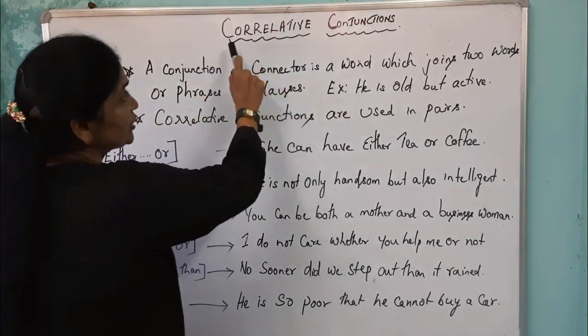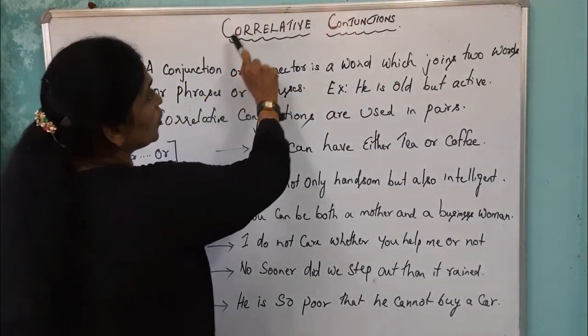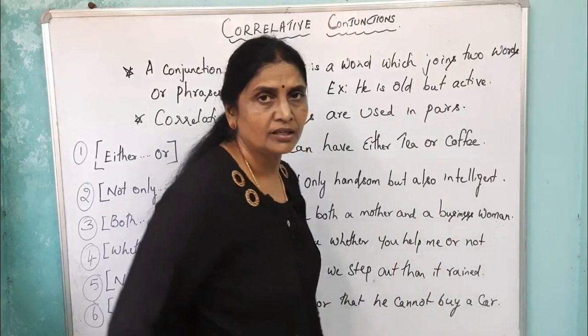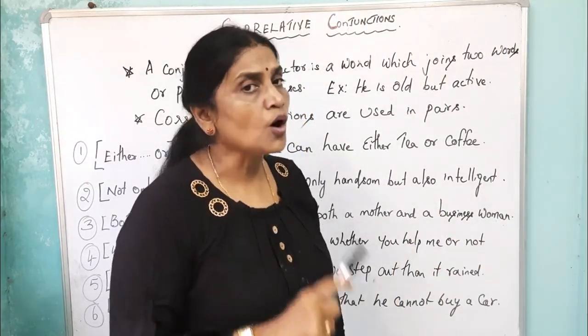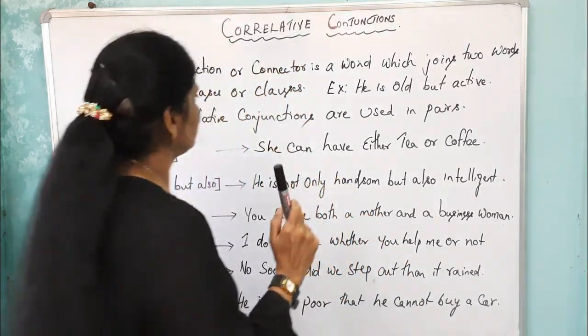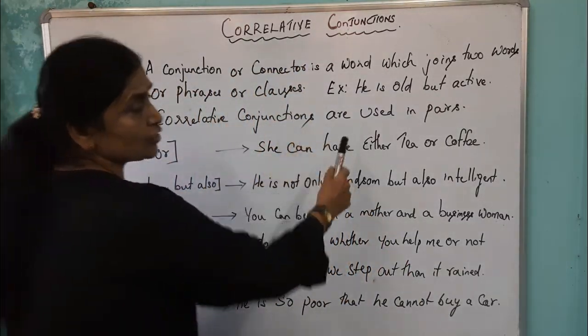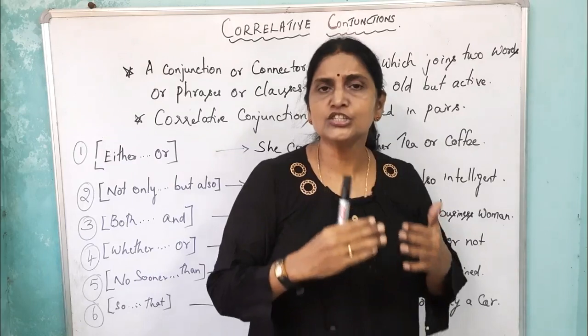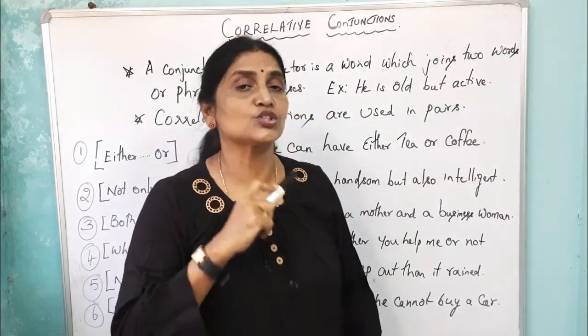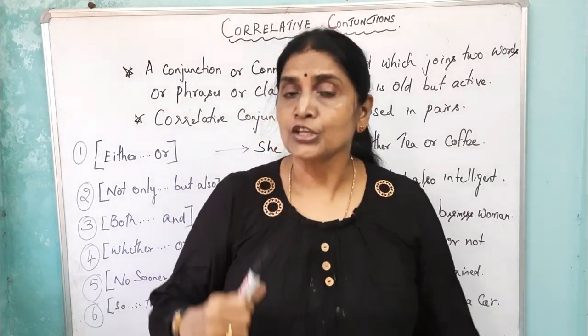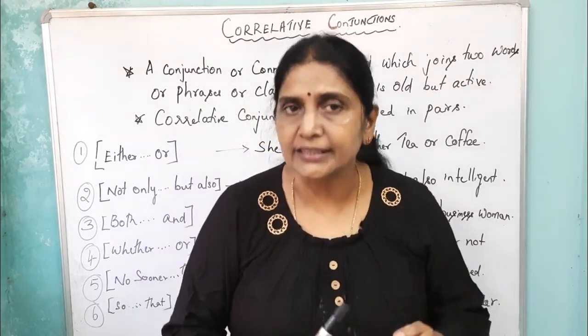Now today we are going to learn about correlative conjunctions. So what is a correlative conjunction? Correlative conjunctions are used in pairs. That means you cannot separate them. If at all you want to use these correlative conjunctions, you have to use them together.